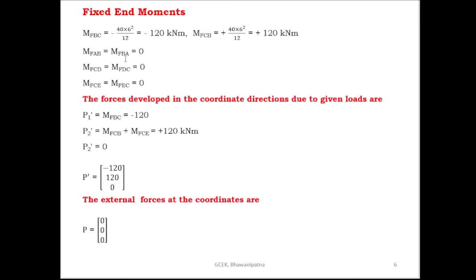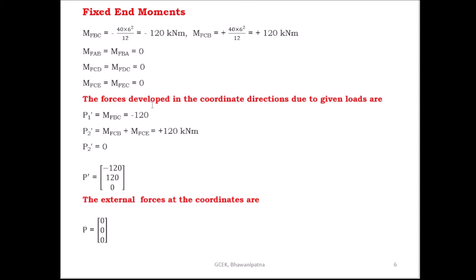Then the other fixed end moments MFAB, MFBA, MFCD, MFDC, MFCE, MFEC are all 0, as in the other spans there is no loading. So the fixed end moments MFAB is equal to MFBA is equal to 0, MFCD is equal to MFDC is equal to 0, then MFCE is equal to MFEC is equal to 0.